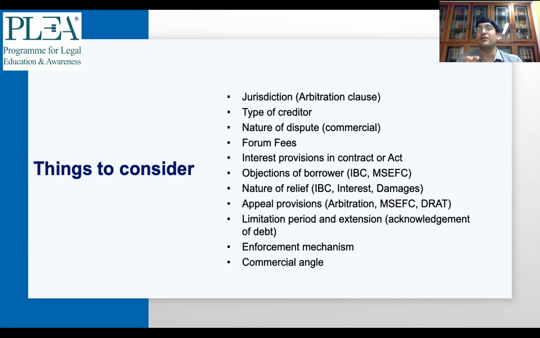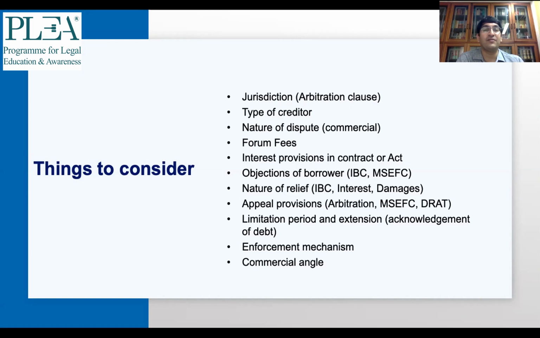Nature of the dispute. Now, the nature of the dispute is important when it comes to the Commercial Courts Act, and even the MSME Act, right? Because the MSME Act is meant for debt recovery. So if you have to claim damages, maybe MSME is not the forum for you. And if it's not a commercial transaction, then commercial courts are not the right forum for you. Like I said, for recovery of a security deposit, you cannot approach a commercial court.